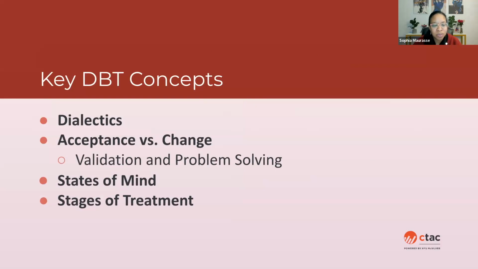So key components, as we've discussed, number 1 is the dialectics. Number 2 is the acceptance versus change, which is a core dialectic of DBT. On the one hand, providing acceptance of what is, recognizing and validating the patient. On the other hand, providing and recognizing the need for change. And this is done through problem solving.